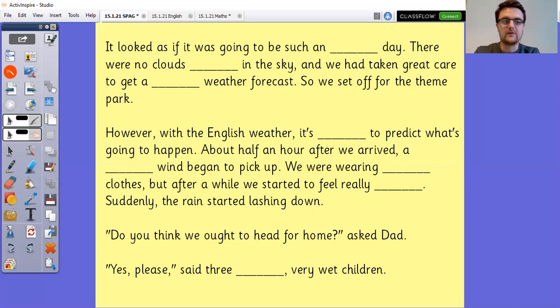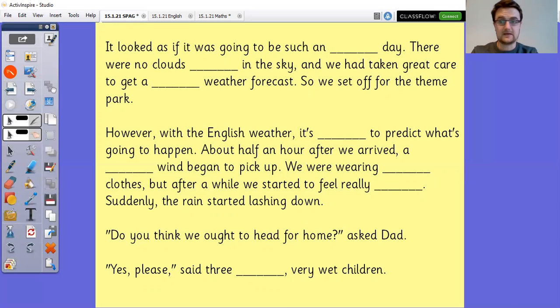However, with the English weather, it's impossible to predict what's going to happen. About half an hour after we arrived, a terrible wind began to pick up. We were wearing sensible clothes, but after a while we started to feel really uncomfortable. Suddenly, the rain started lashing down. Do you think we ought to head for home? Asked Dad. Yes, please, said three miserable, very wet children.